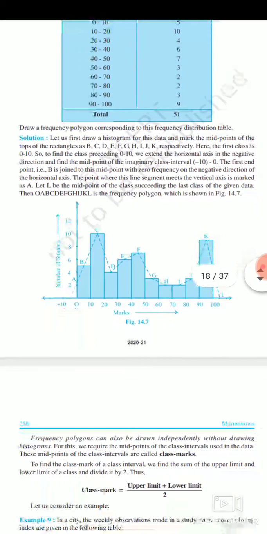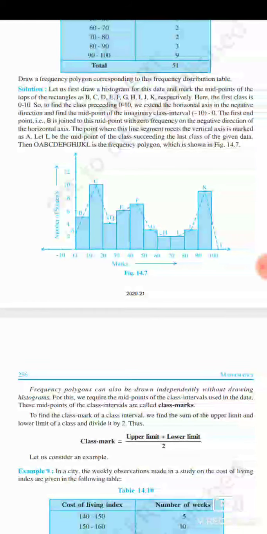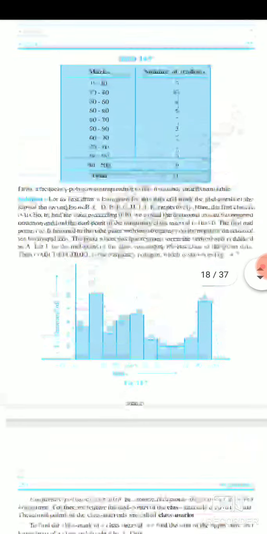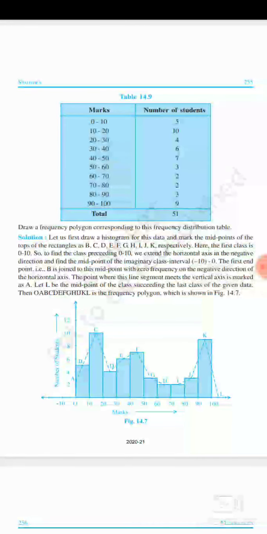How to write the midpoint? Using the class mark, that is class mark equal to upper limit plus lower limit divided by 2. For 0 to 10, what is your average? 5. Next 15. So 5, 15, in between 0 to 10 one middle line, that is point B, C, D, E, F, G, H, I, J, K. You can try easily, you can plot the points B to K. Now how to draw the point A and the point L.